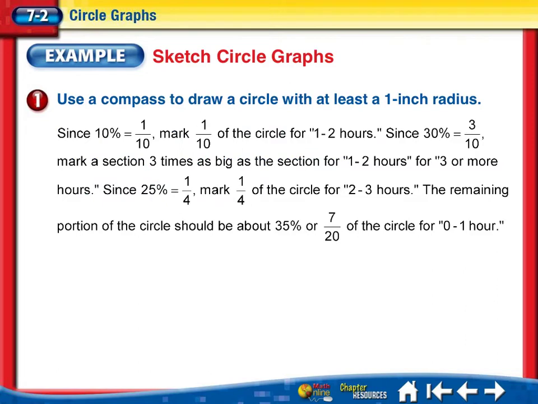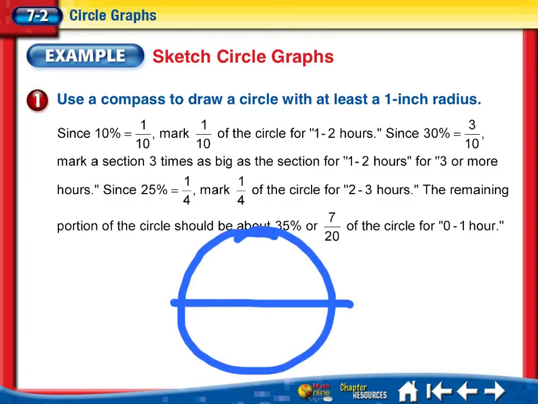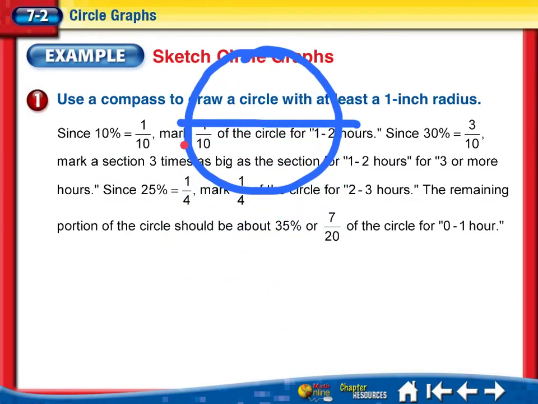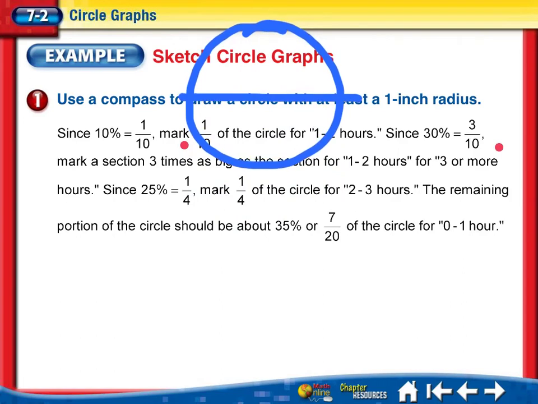I'm going to read through this, and then in a minute we'll go and look at it actually done so that you can make your circle graph look like the one with all the filled in percents. Remember that since 30% is written as 3/10, we'll mark a section 3 times as big as the section for 1 to 2 hours, because 1 to 2 hours was 1/10. Well, we're going to be doing 3/10, and we know it's 3 times as much as that. Since 25% is equal to 1/4, we'll mark 1/4 of the circle for 2 to 3 hours. The remaining portion of the circle should be 35%, which is 7 out of 20.